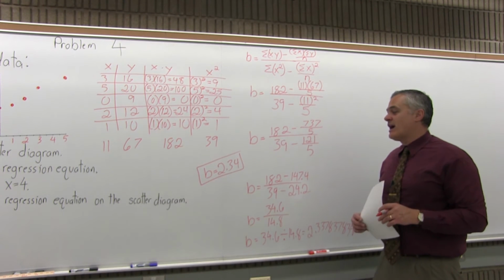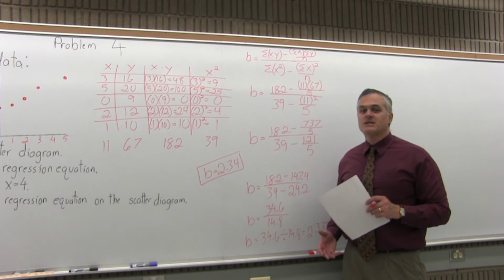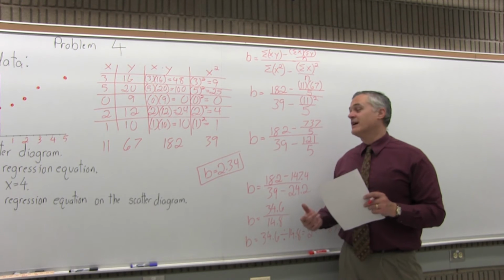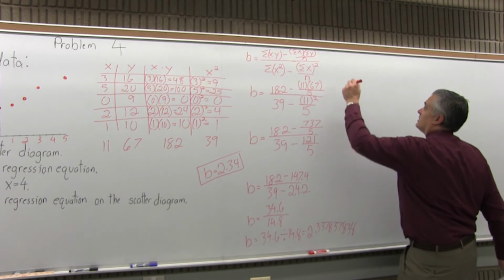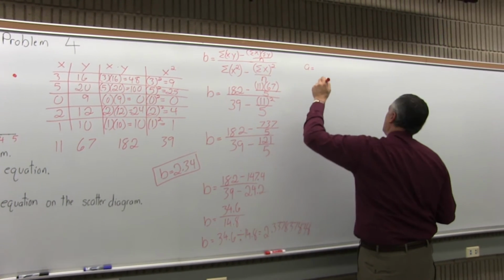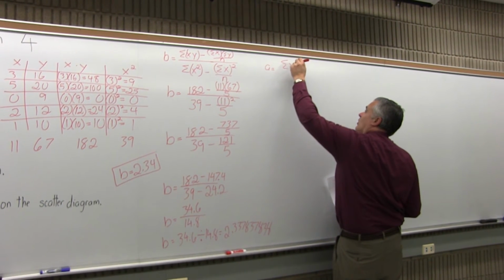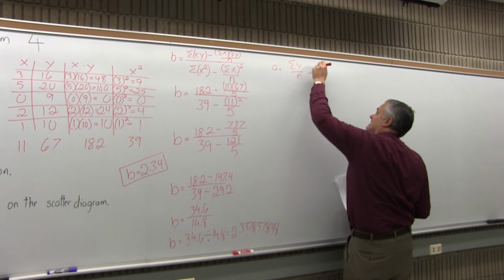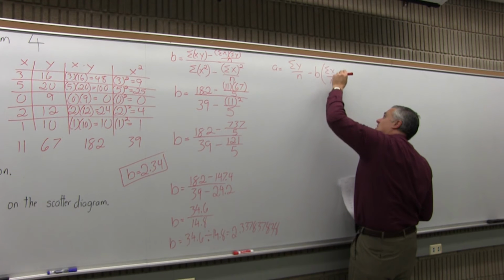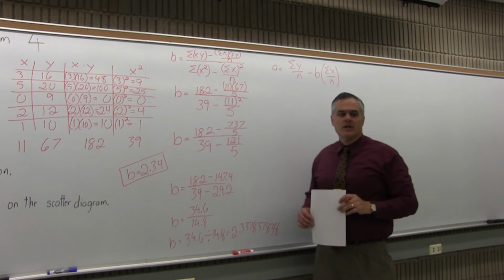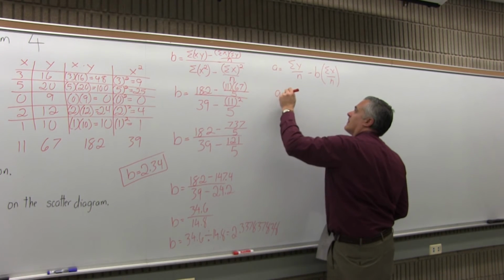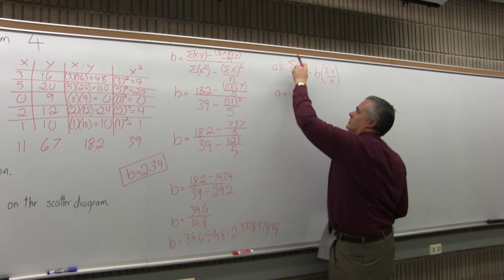So now that we have b, the next step in the process is take the answer for b, put it into the formula for a, and find a. So the formula for a is a equals total of the y values over n minus the b that we just found times total of the x values over n. A is a much easier formula to do than B.